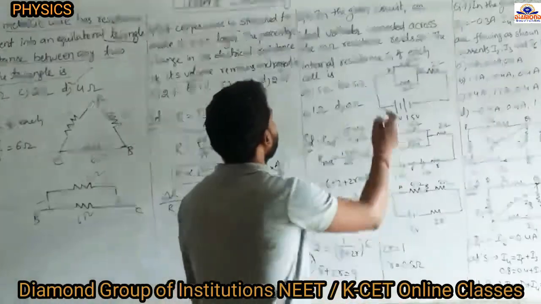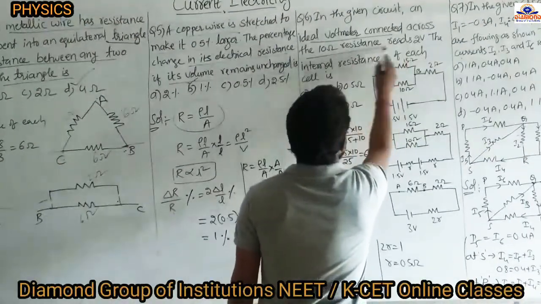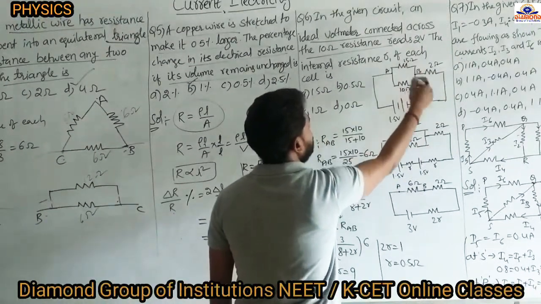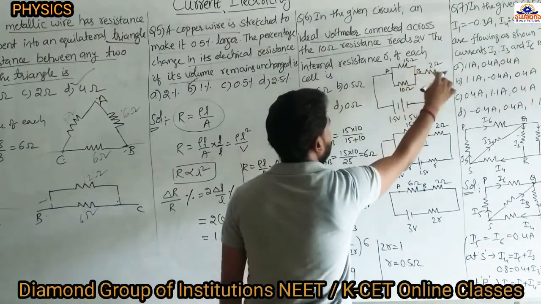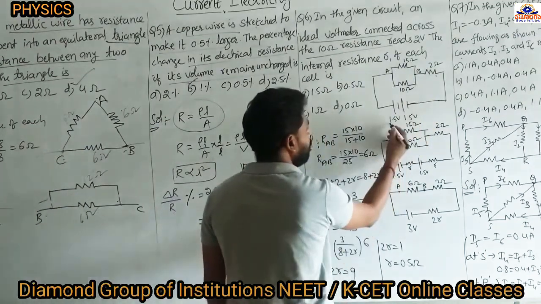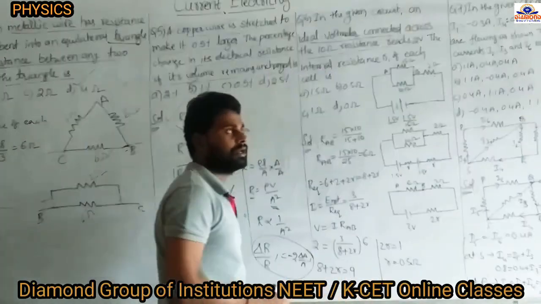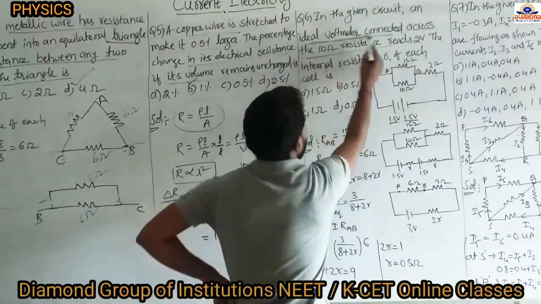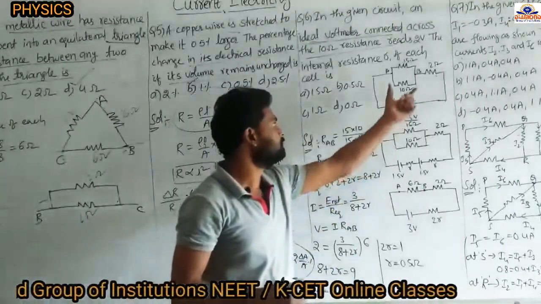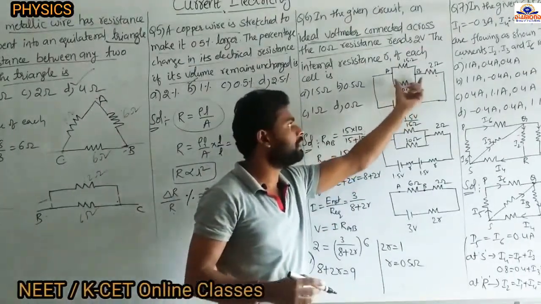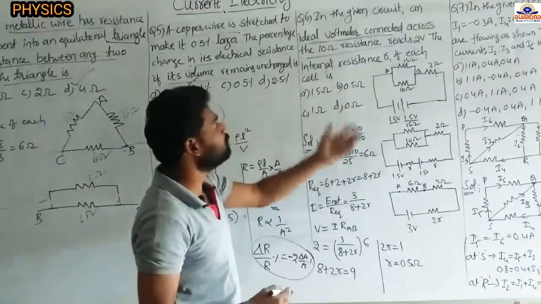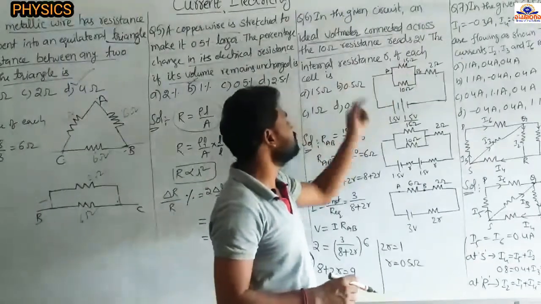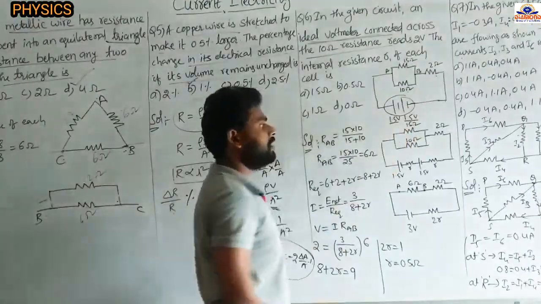Next question: in the given circuit an ideal voltmeter is connected across the 10 ohm resistance. This is the circuit they have given. 15 ohm and 10 ohm are parallel to each other, and 2 ohm is in series with this parallel combination, and here two cells are connected, 1.5 volt and 1.5 volt. The voltmeter is connected across the 10 ohm resistance, and it reads 2 volt. The internal resistance r of each cell is, so we have to find the internal resistance of each cell.